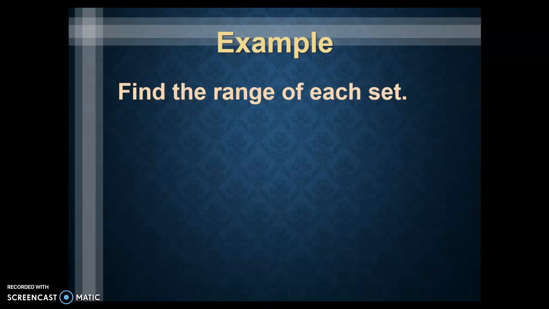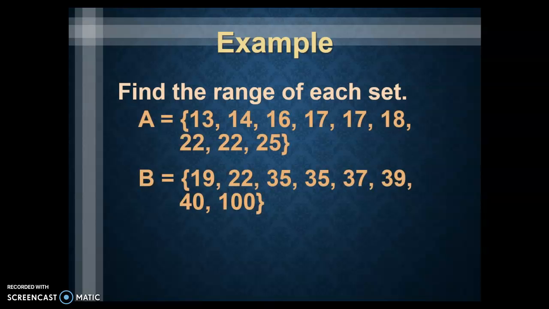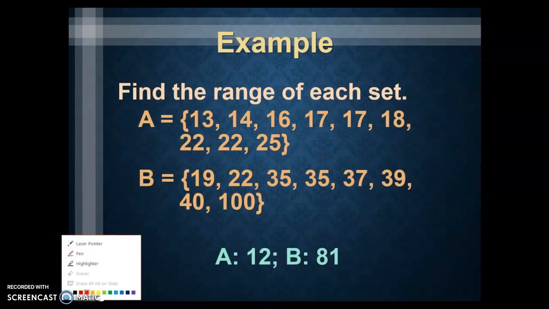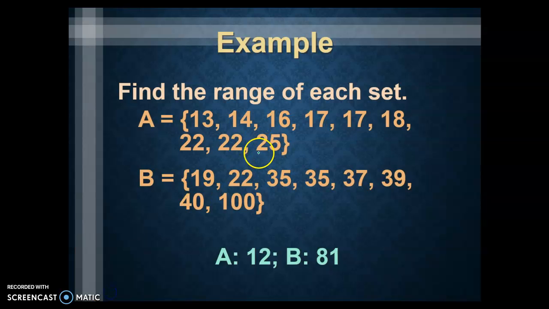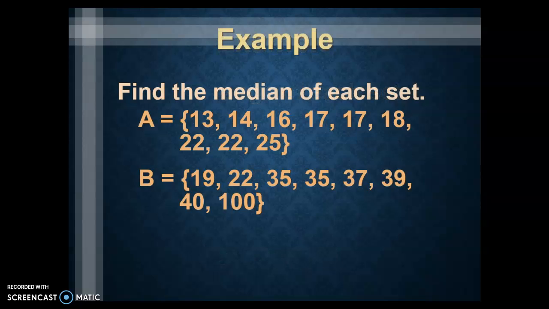Remember, range is just the difference between the highest and lowest value. Difference means subtraction. So we're going to take our highest value and our lowest value here and subtract those. So we've got 25 and 13. So our range for set A is 12, and for set B, our range is 81.